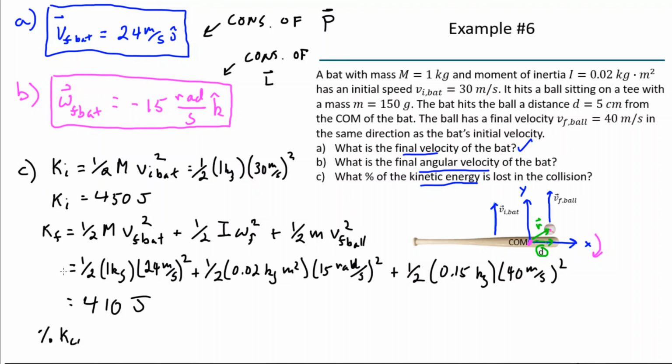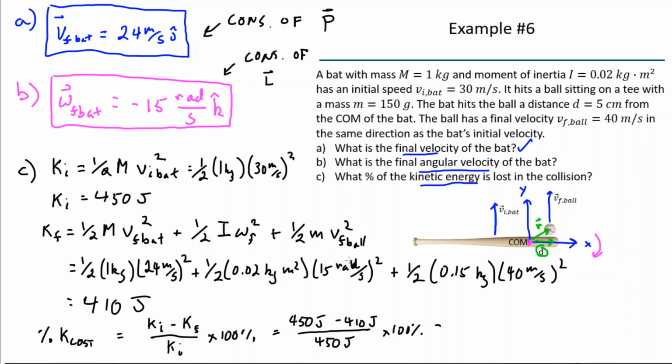And then to find the percent kinetic energy lost, well, this is going to be K initial minus K final. That's the amount that I lost in the collision, divided by K initial, that's the amount I started with, times 100%, which equals 450 joules minus 410 joules over 450 joules times 100%, which is about 8.9%. So I lost about 8.9% of my kinetic energy in that collision.